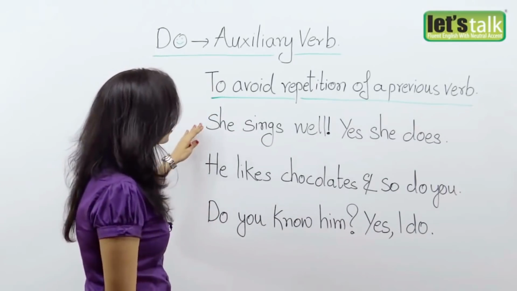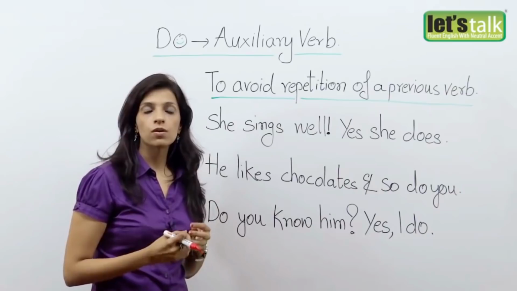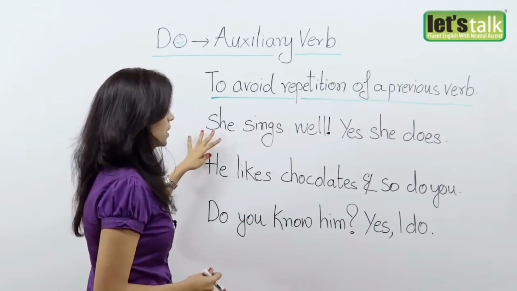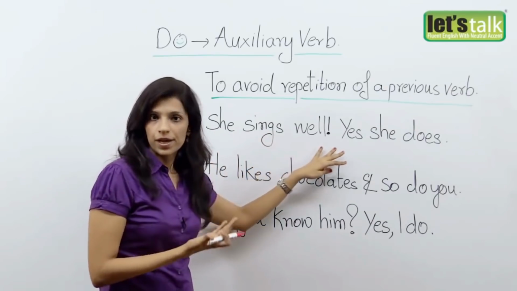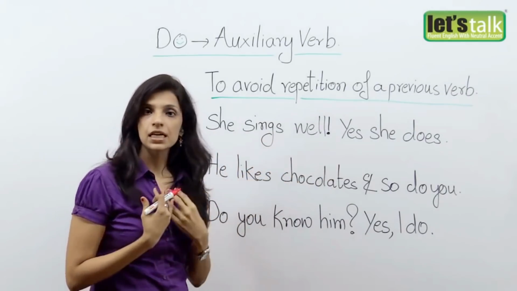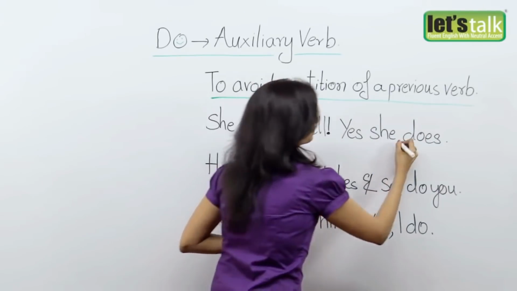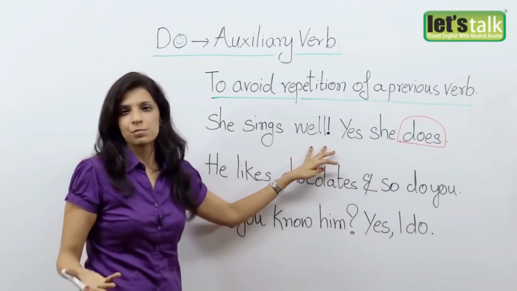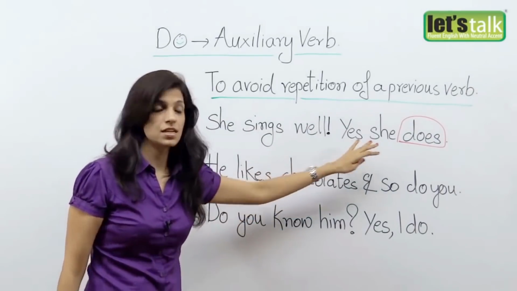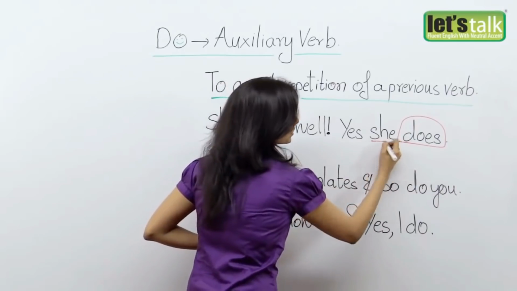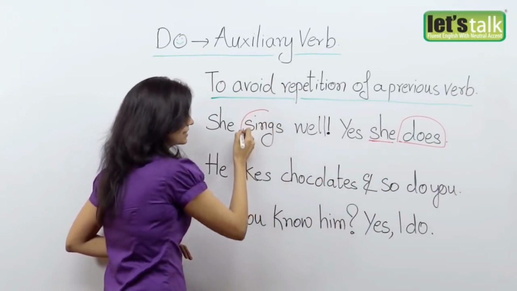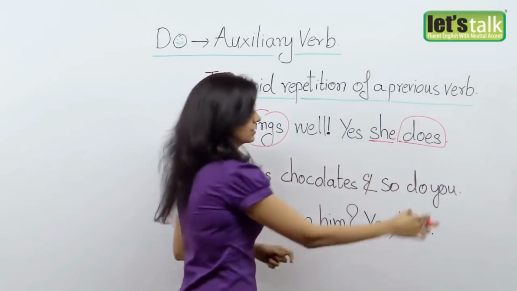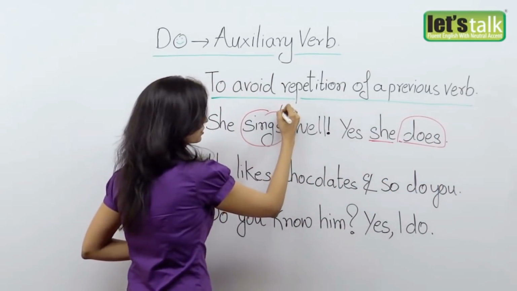Now we also use do when we want to avoid the repetition of a verb in a sentence. For example, my friend says, Maria sings well, and when I agree, I say yes, she does. Well, instead of saying yes, she sings well or just simply, yeah, I say yes, she does. So here does because it's the third person. Now the verb is sings. So instead of saying yes, she sings well, does is avoiding the repetition of sings.